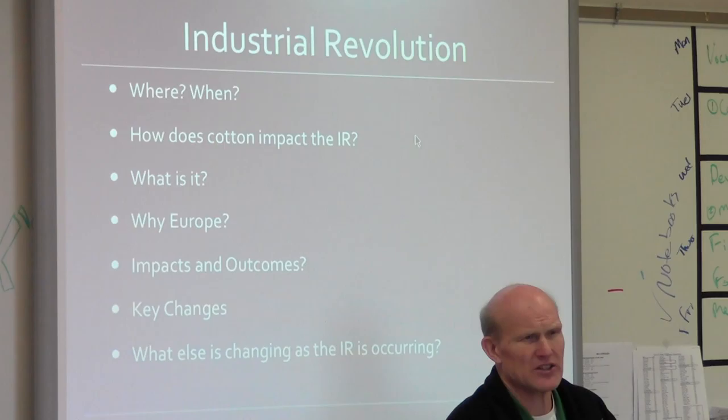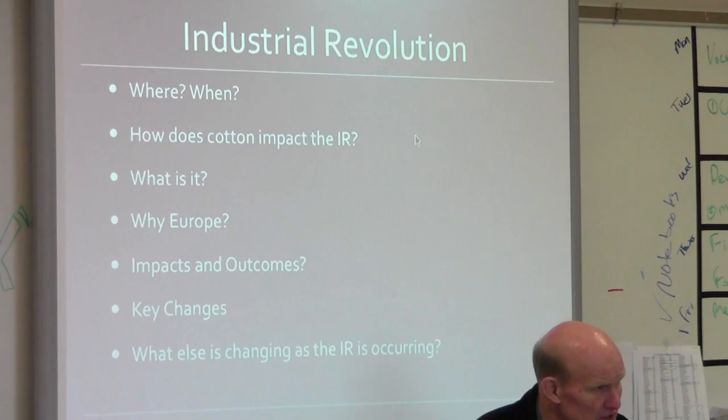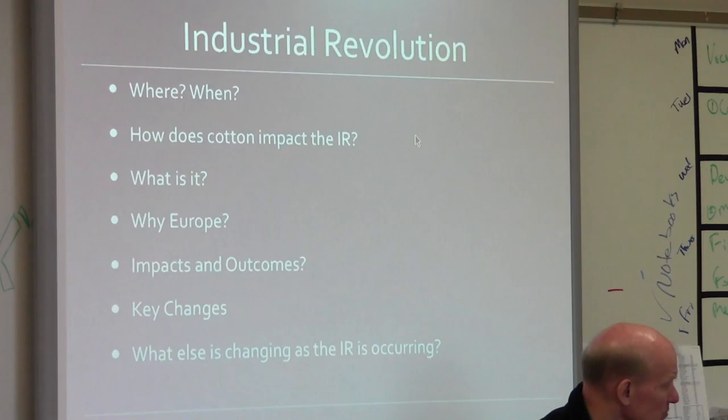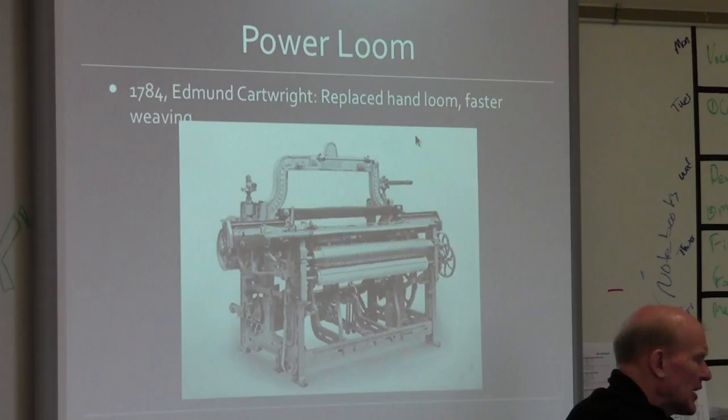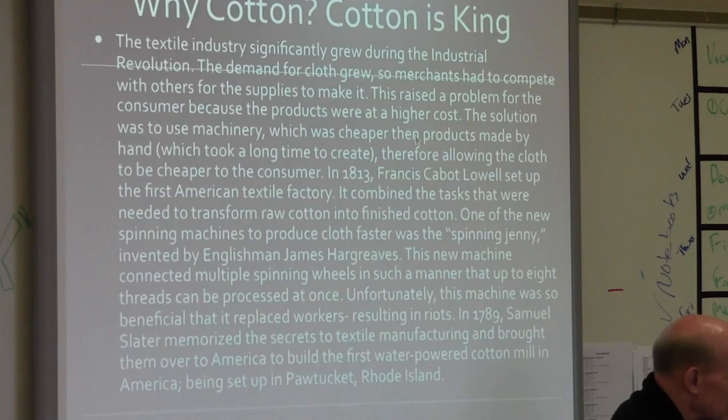Impacts and outcomes. A lot of things come about from the Industrial Revolution. Bigger cities, more factories, more goods. There's a couple more at the end that we'll get to. Let's just look at these quickly. You don't have to write anything yet because I'm going to show you some key changes in a moment.